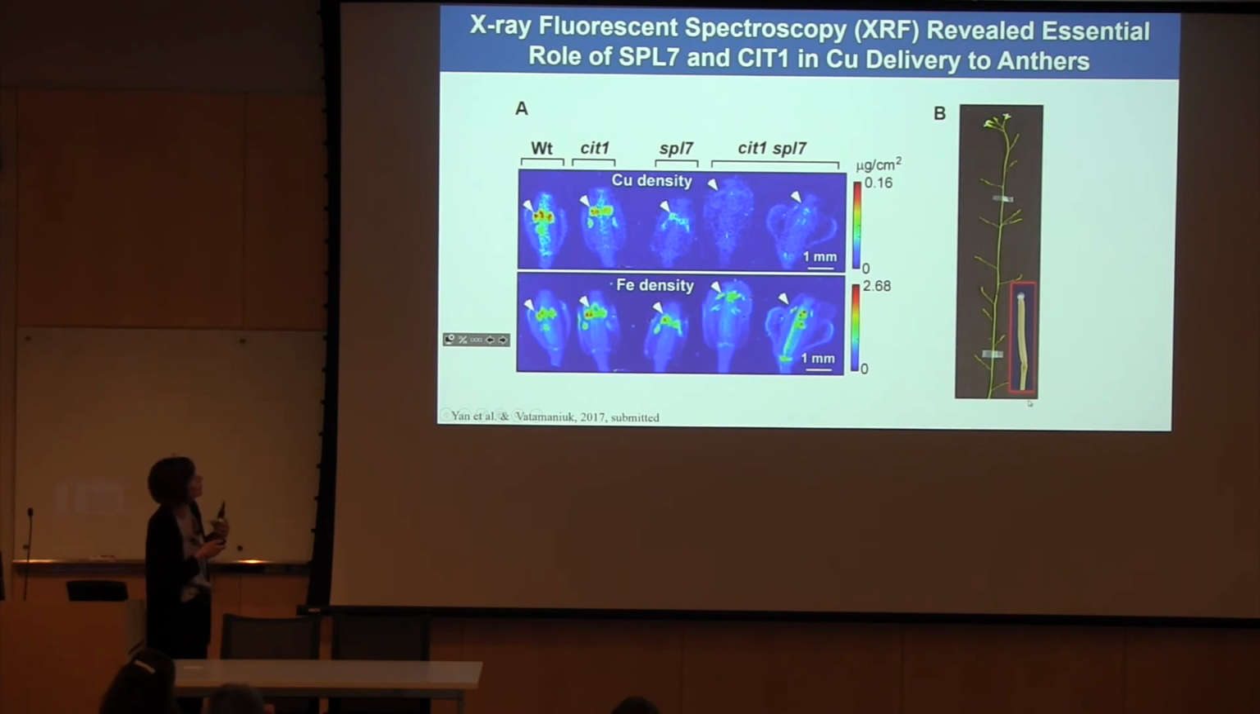And so basically what it allows us to show is that, first of all, copper is localized in anthers and also in carpels. And then we can pinpoint that this pollen infertility defect of the double mutant is actually associated with the inability of the mutant to move copper into the anthers.